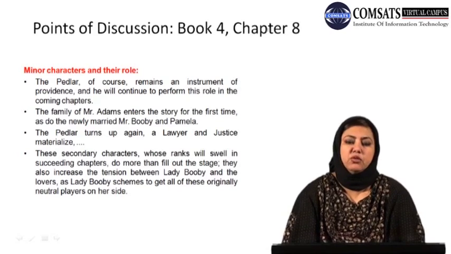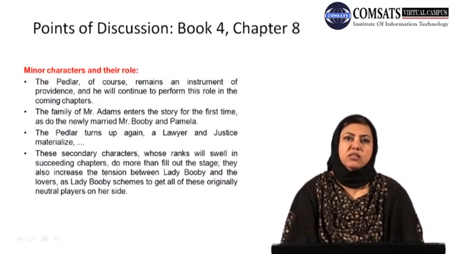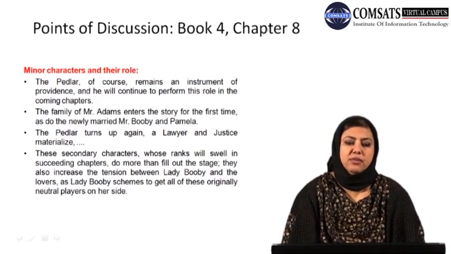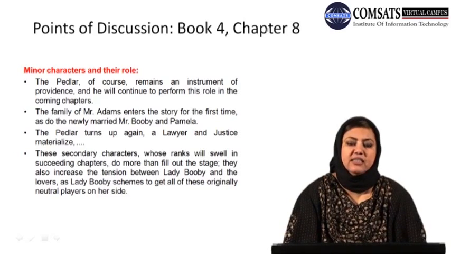In the last one or two chapters we noticed that it's not only that the central characters are involved in a lot of happenings, but many other characters, Mr. Booby, Lady Booby, Mr. Booby, Mrs. Booby, that is Pamela, the peddler, the lawyer, the Justice Frolic, the constable, all of them, they appear on the scene and they play their role in making the story move on.